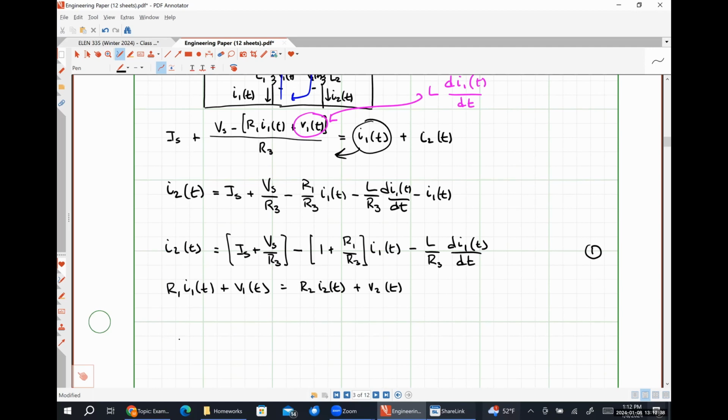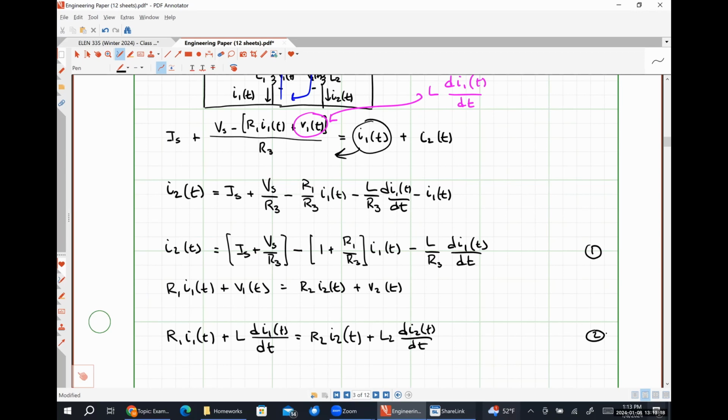So that'll be R1 I1 plus L1 di1 by dt is equal to R2 I2 plus L2 di2 by dt. My different variables are already isolated on opposite sides of an equal sign, so that one seems like pretty legit.